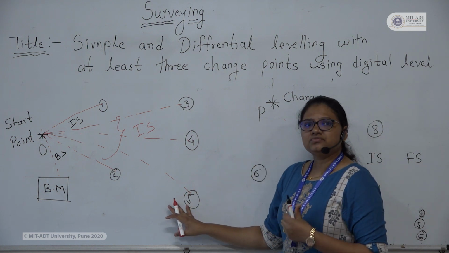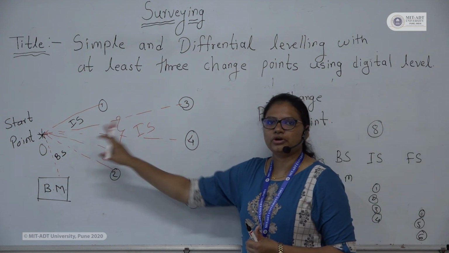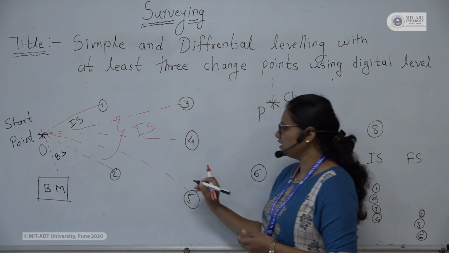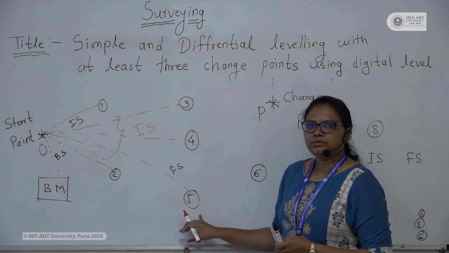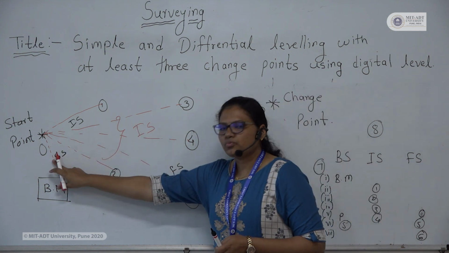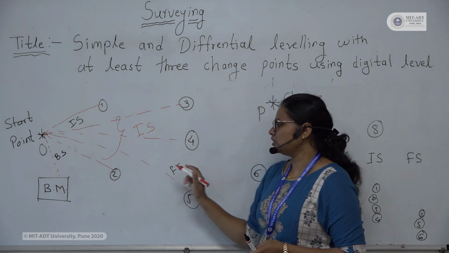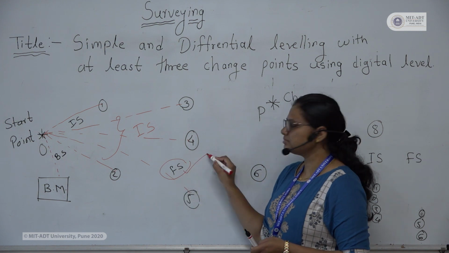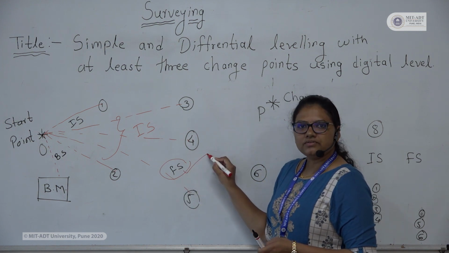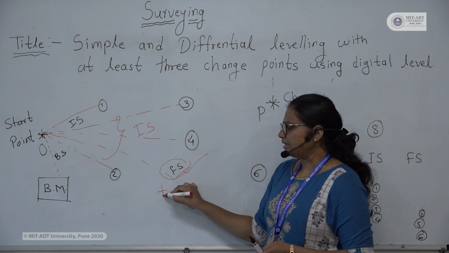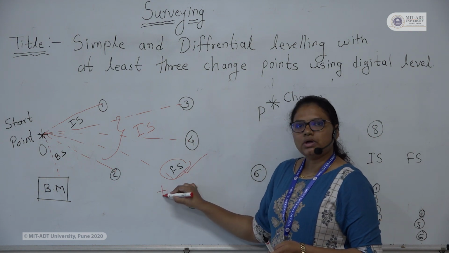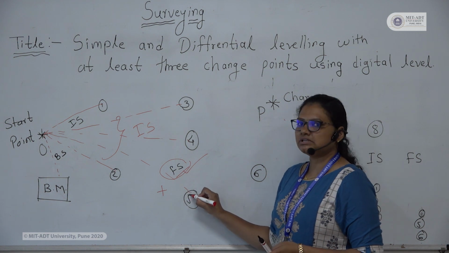The last reading which we have taken from the first point, that reading we have to write in the column of foresight. So this reading of the fifth object, which is taken from point O, will be written in the column of FS. This is a very important point. If you are not writing this reading in the column of foresight, then your readings will have an error. You will have an error in your calculation. So you have to remember this point.